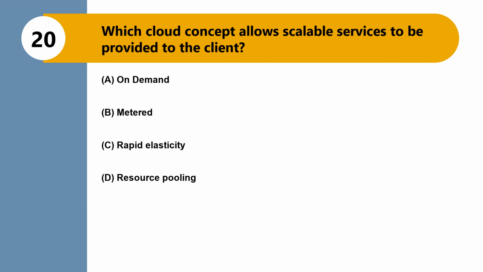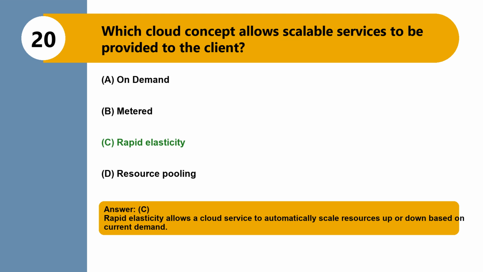Question 20. Which cloud concept allows scalable services to be provided to the client? Option A, on demand. Option B, metered. Option C, rapid elasticity. Option D, resource pooling. The correct answer is option C, rapid elasticity. Rapid elasticity allows a cloud service to automatically scale resources up or down based on current demand.